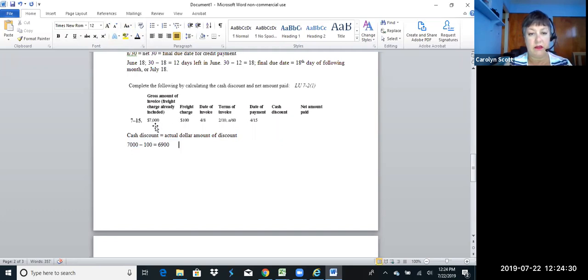$7,000 is what we paid. Remember, the freight charge is included in the $7,000. The freight charge is $100, so they're not going to discount our freight charge. So the actual cost of goods was $6,900. So that is what we have to deal with as far as the discount goes.